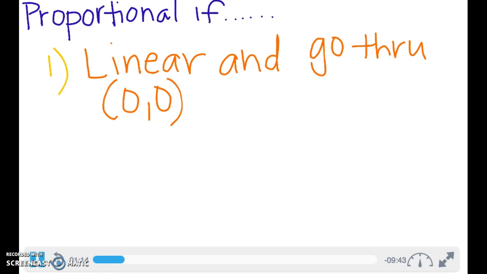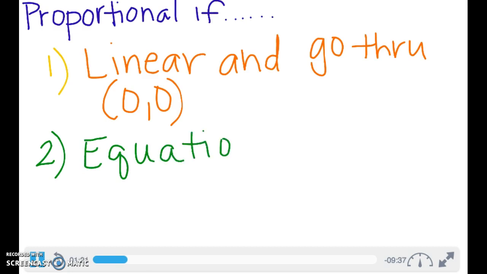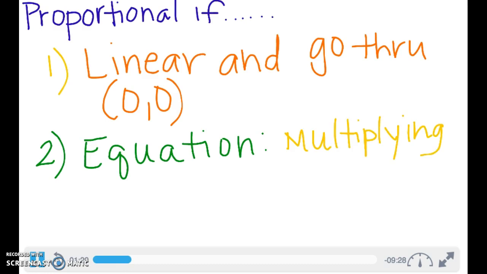Another way to test to see if it's proportional is by looking at its equation. If you wrote an equation for a situation, the equation has to be multiplying by a constant rate. So again, I'm going to show you an example. I might have an equation that looks like this, y = 2x. This tells me that I'm multiplying by 2 every single time, so that is proportional.